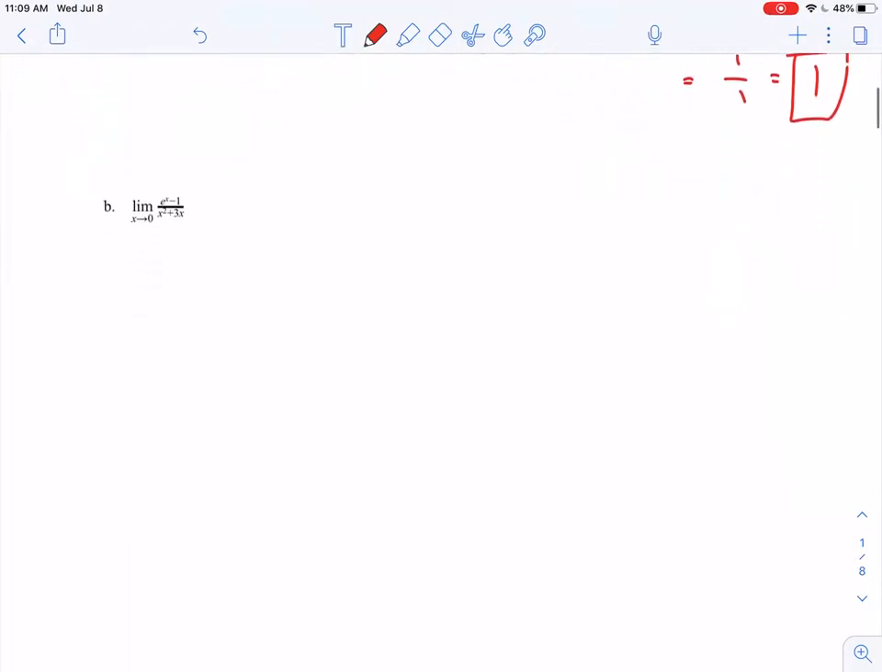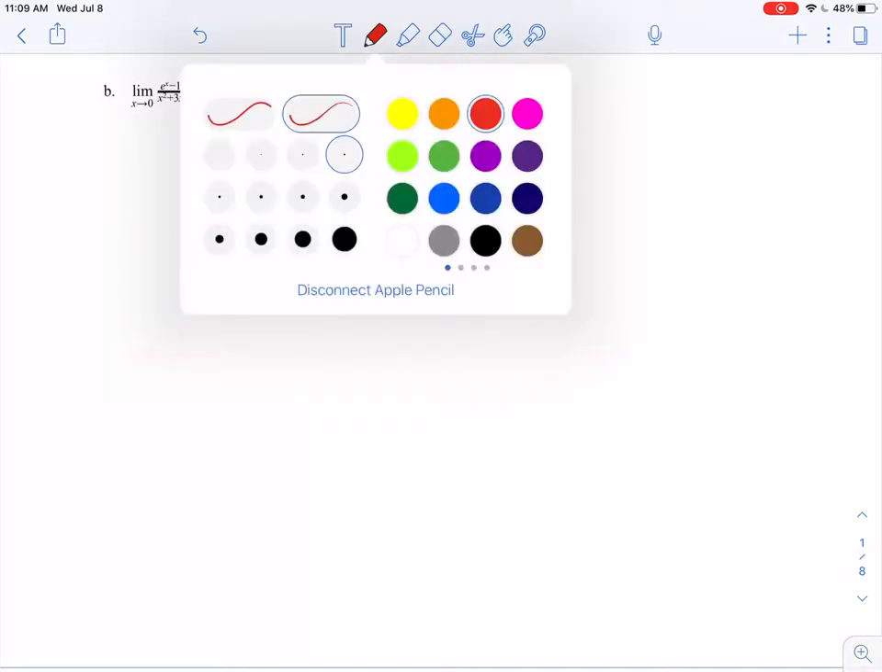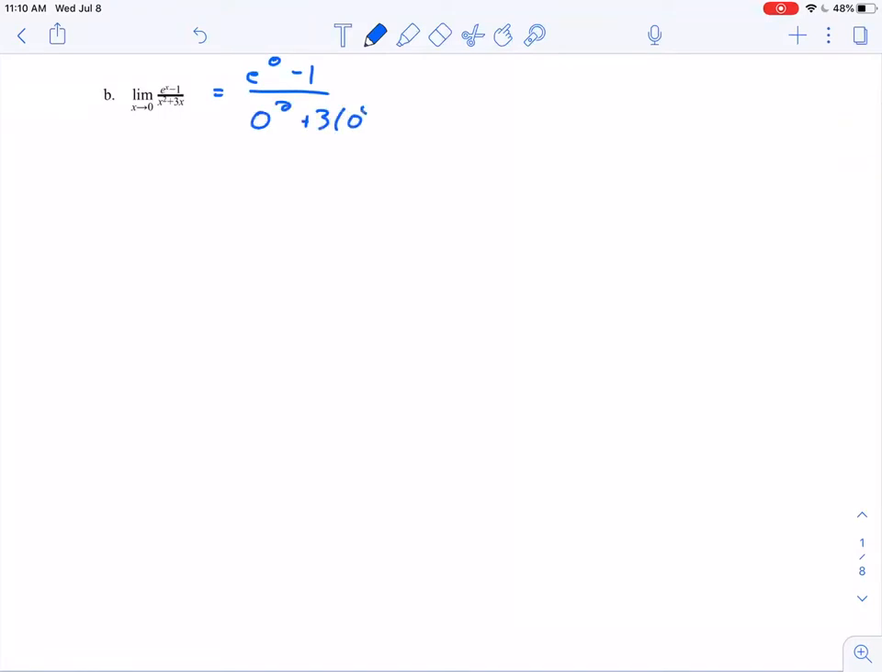Here I have the limit as x approaches 0 of e to the x minus 1 divided by x squared plus 3x. Be careful here, because I'm going to try plugging in 0. So this is e to the 0 minus 1 divided by 0 squared plus 3 times 0. My numerator is 1 minus 1. My denominator is 0 plus 0, so I have 0 over 0. So this is an indeterminate form. I've made sure of it. So let's go ahead and apply L'Hopital's rule now.